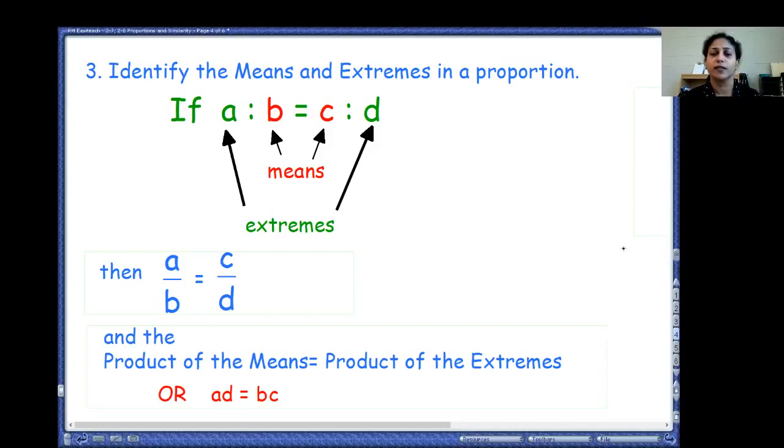And we say that the product of the means, which is B and C, the product of the means, B times C, is equal to the product of the extremes, which is A times D. And this is just something you want to remember should it show up on a quiz, the words means and extremes. Okay, moving on.